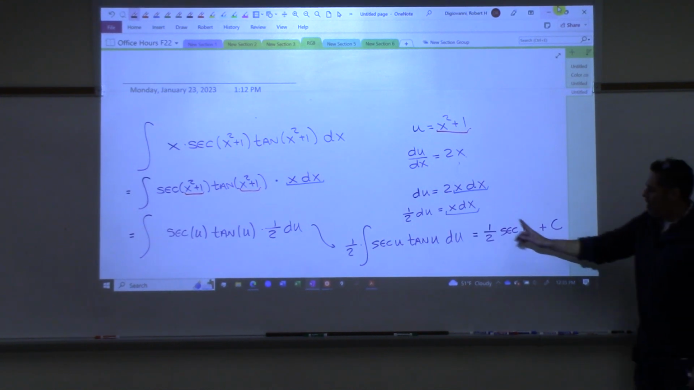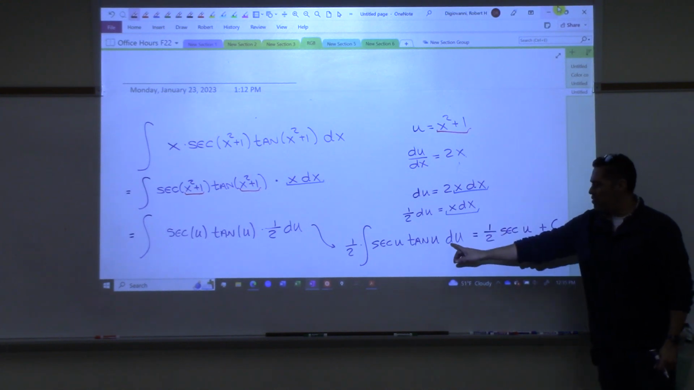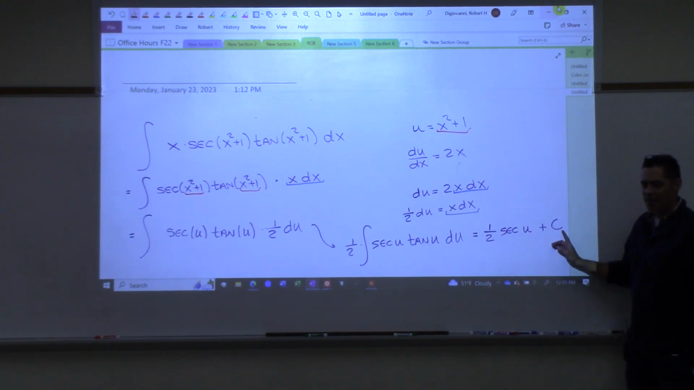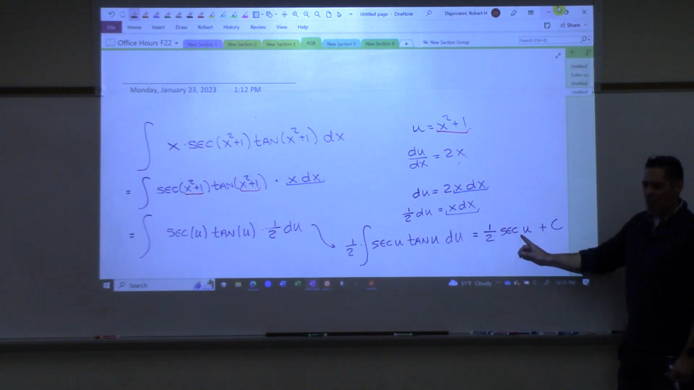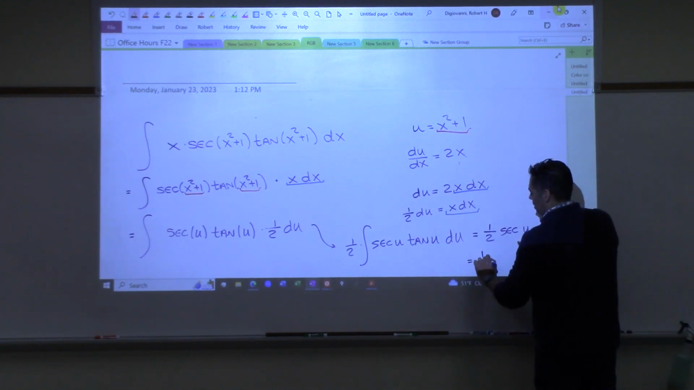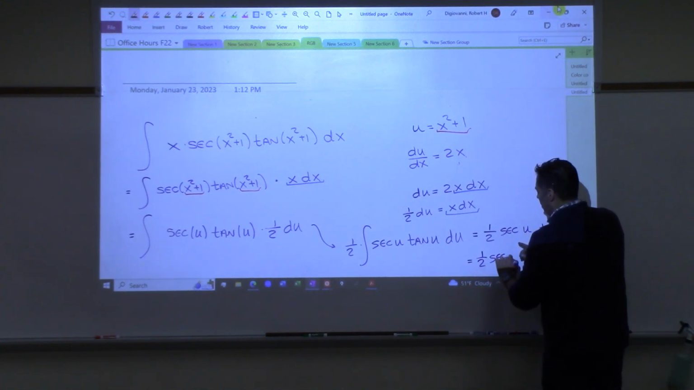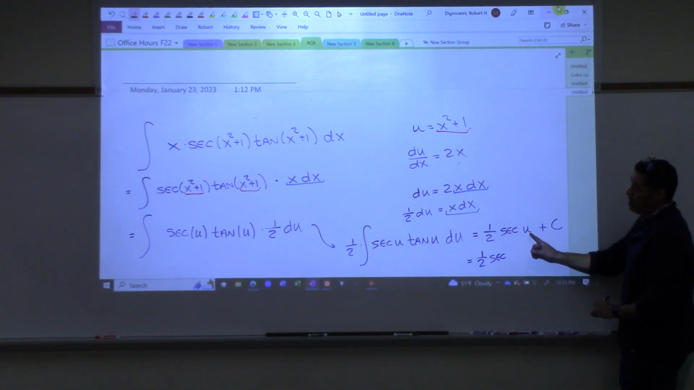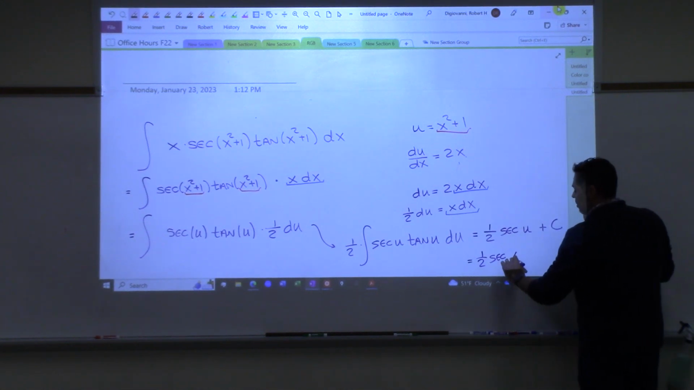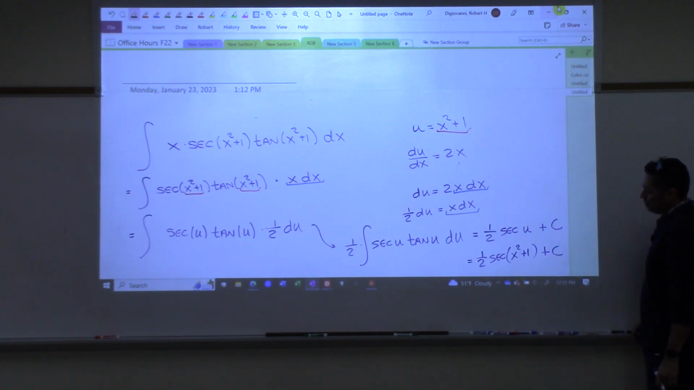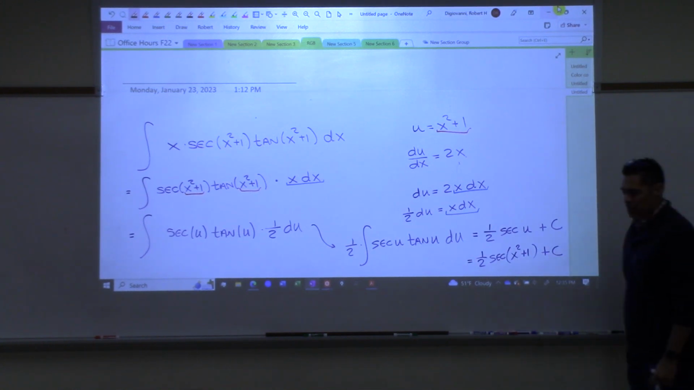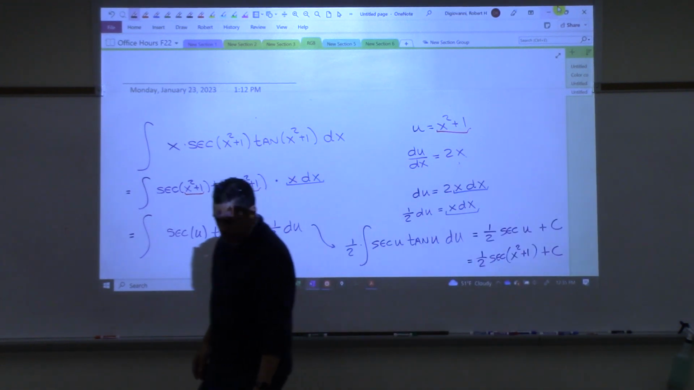No more integral sign, right? Where did the du go, if you want? It's the plus c. Okay, we're almost done. Except we have to replace u with what u was, which was x squared plus 1. Be real careful that x squared plus 1 must be in parentheses, plus c. And then you could check your answer if you want, but it works.